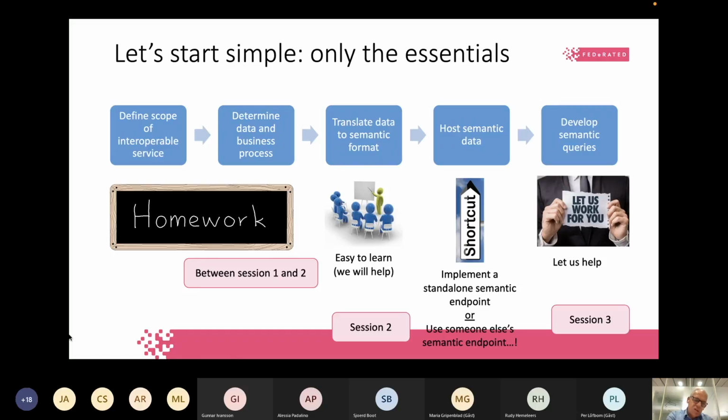But there I can help. The first part I can't help. The second part I can help. Then the rest of it, the translation is relatively easy. We'll see an example, but again, we can help there as well.